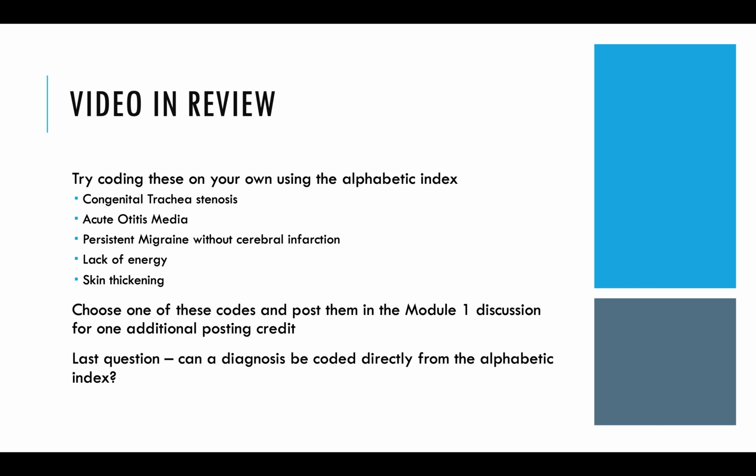So video in review. Try coding these on your own using your alphabetic index. You can press pause here on your video and look up the codes for these. Choose one of these codes and post them in the Module 1 discussion for 1 additional posting credit. And the last question to review this video, can a diagnosis be coded directly from the alphabetic index? The answer is an absolute no. Even if the code is the same in the tabular list, we still need to look in the tabular list because the tabular list, you'll find, provides you the coding guidelines in order to code accurately.